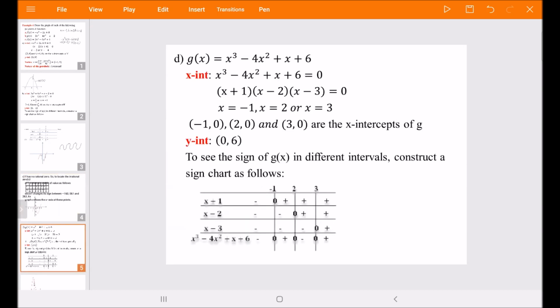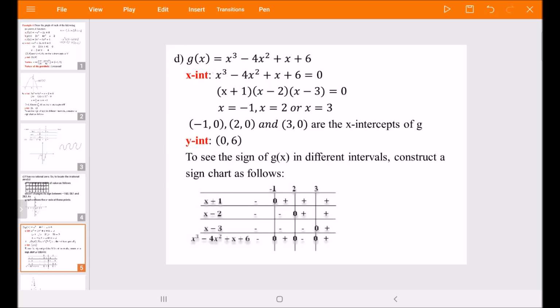So the final example for the day is again a degree 3 polynomial. g of x is equal to x cubed minus 4x squared plus x plus 6. And because this polynomial has irrational zeros, there are 3 steps involved before we start sketching the curve representing g of x. The first step is its x-intercept, obtained by solving the equation x cubed minus 4x squared plus x plus 6 equal to 0.